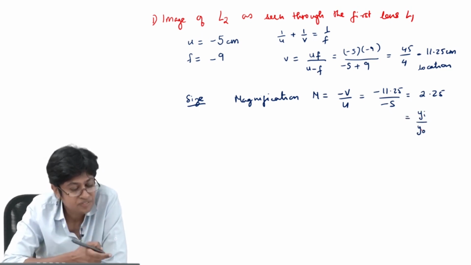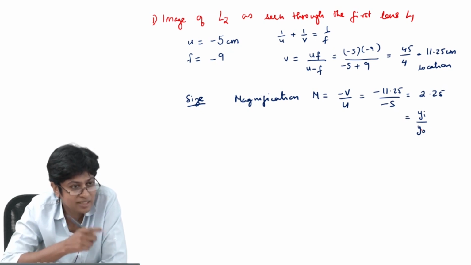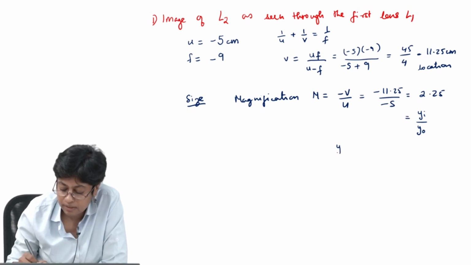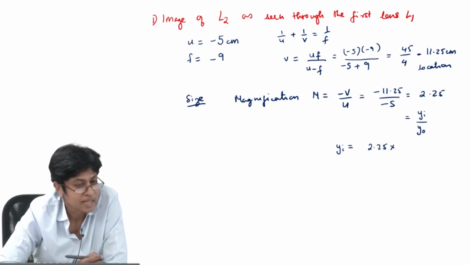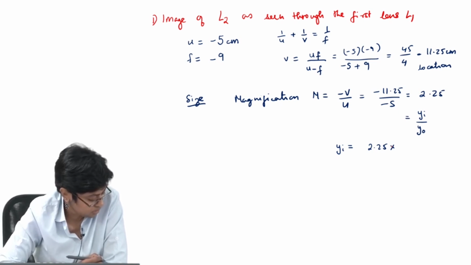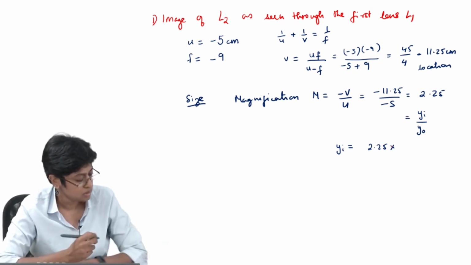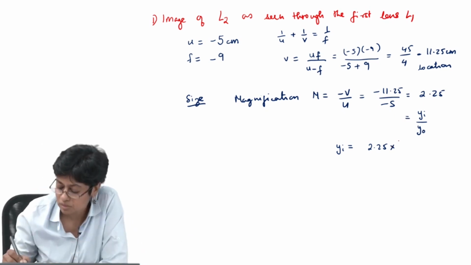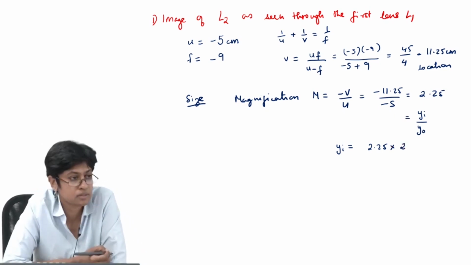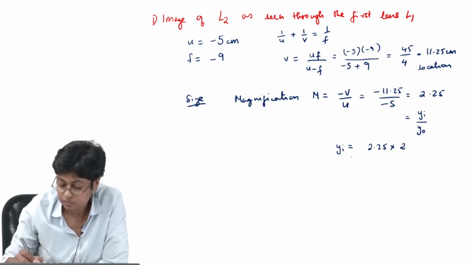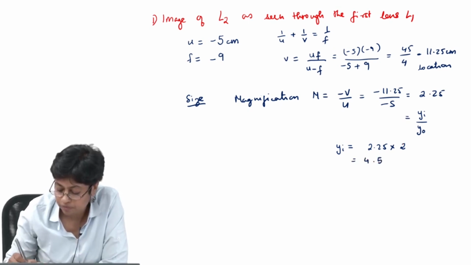Again, you've been given the size of the object, that's the radius of that second lens. So, I can find the image height yi, it is 2.25 times the object height, and the lens had a diameter of, was it 6 centimeters or 4 centimeters, okay. So, then its radius is 2 centimeters, right. In other words, it's 4.5.